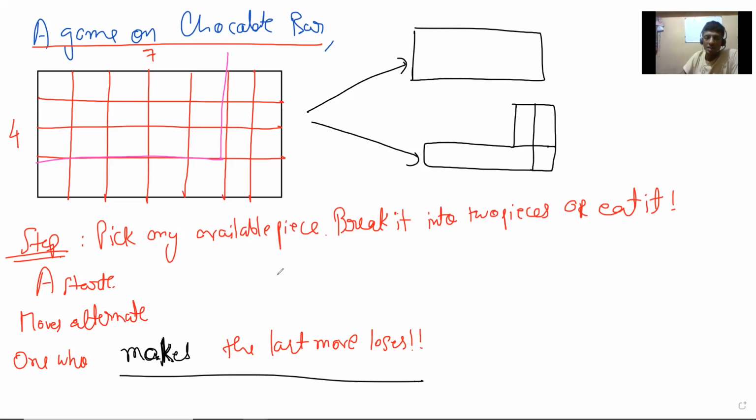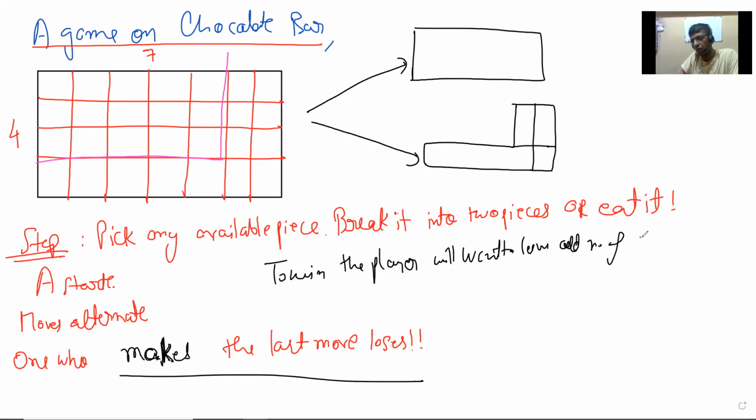I mean, I'm trying to say that to win, any player who wants to win will want to leave an odd number of chocolate pieces. And A is not able to do that, right? A will end up leaving two chocolates after the first move.